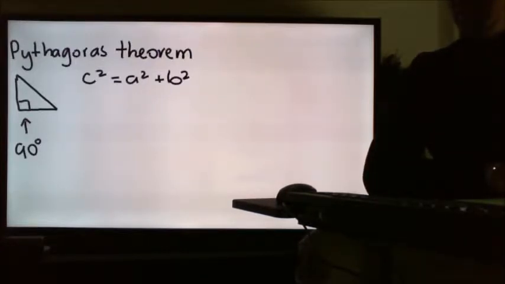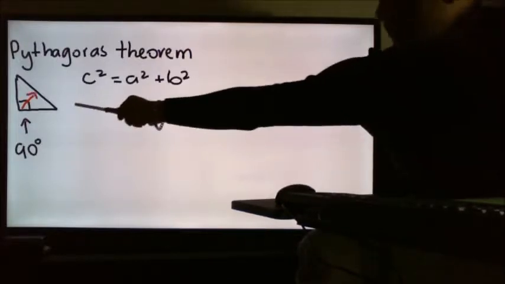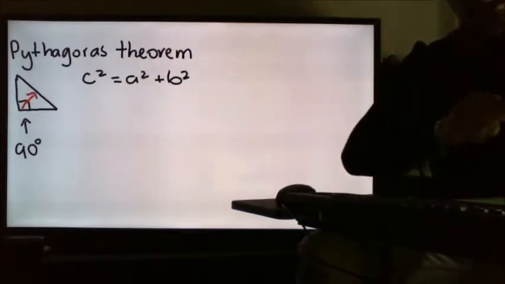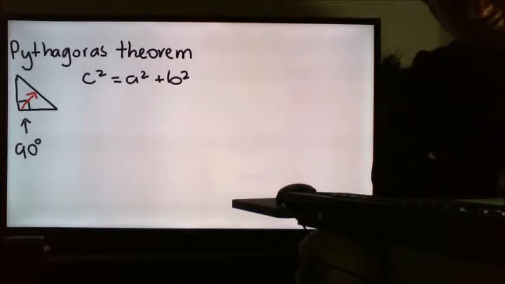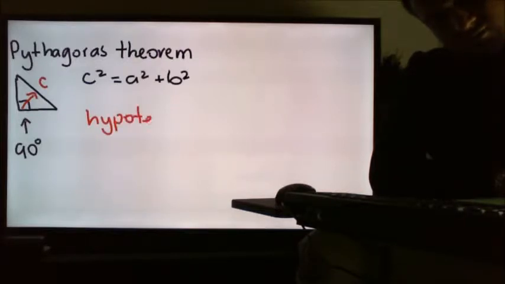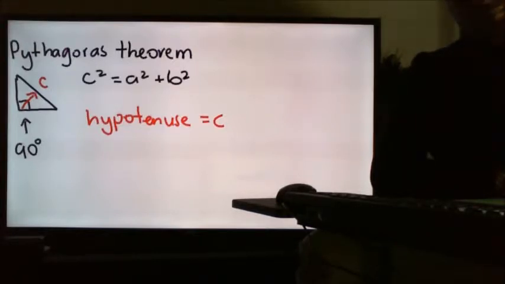Now, in Pythagoras Theorem, the only one that really matters is the hypotenuse. And the hypotenuse is always opposite the right angle. So you can see the right angle there, so the hypotenuse is going to be that side there. We can label the hypotenuse as C. So it's very important to note here that the hypotenuse equals C. And we know that the hypotenuse is opposite the right angle. Sometimes you can also see that the hypotenuse is the longest side out of the three, but often you don't have that information. So it's just safe to understand that the hypotenuse is opposite the right angle.